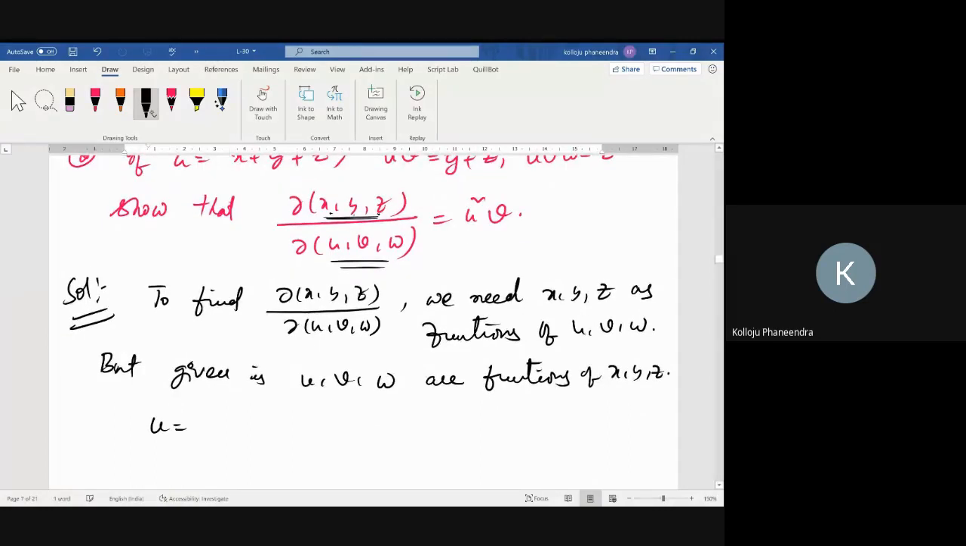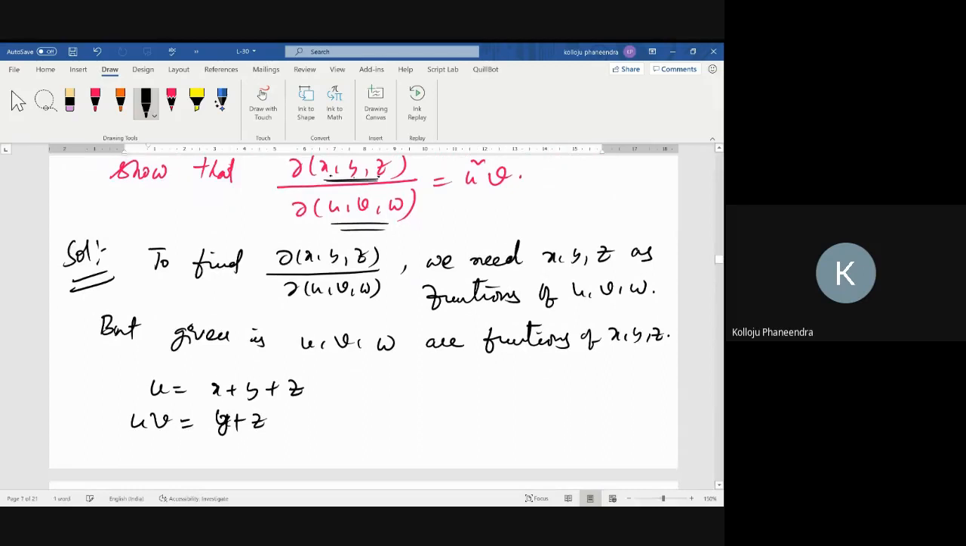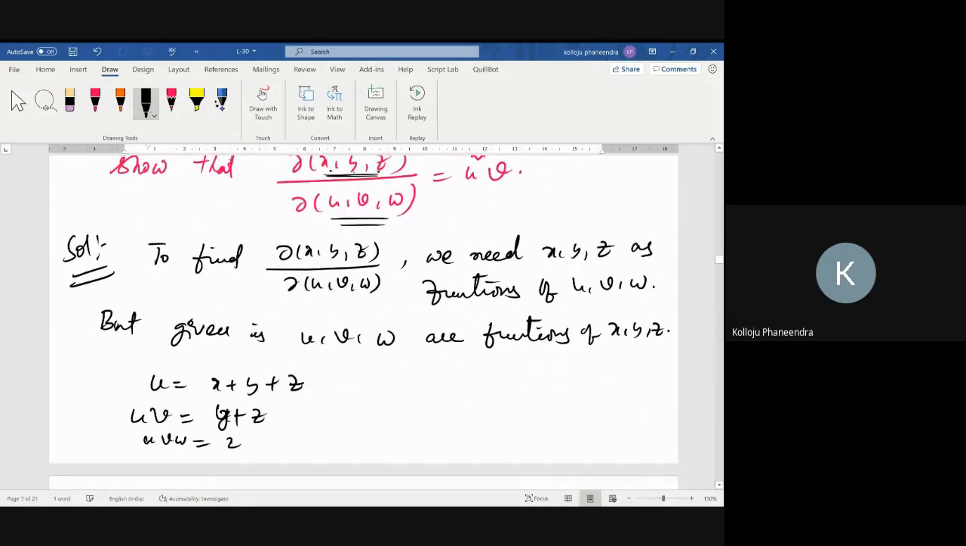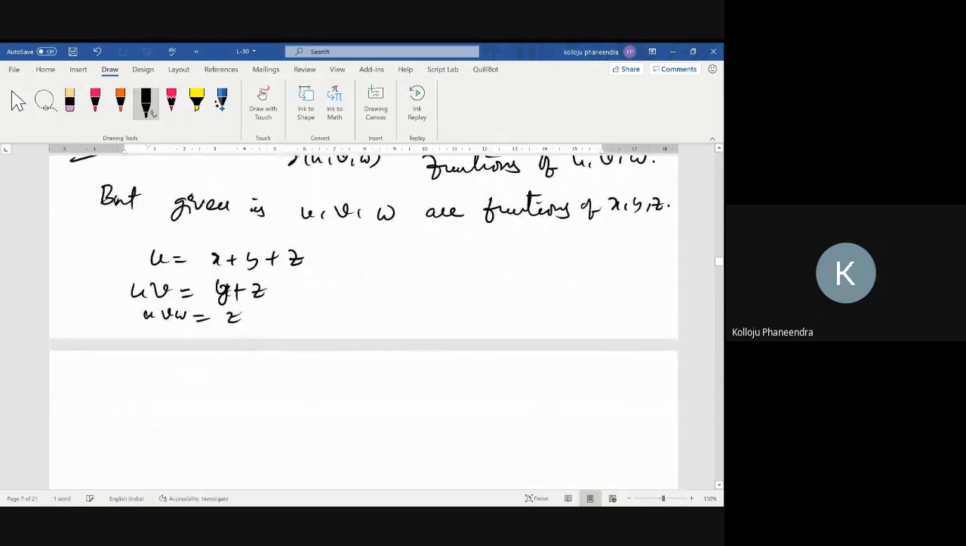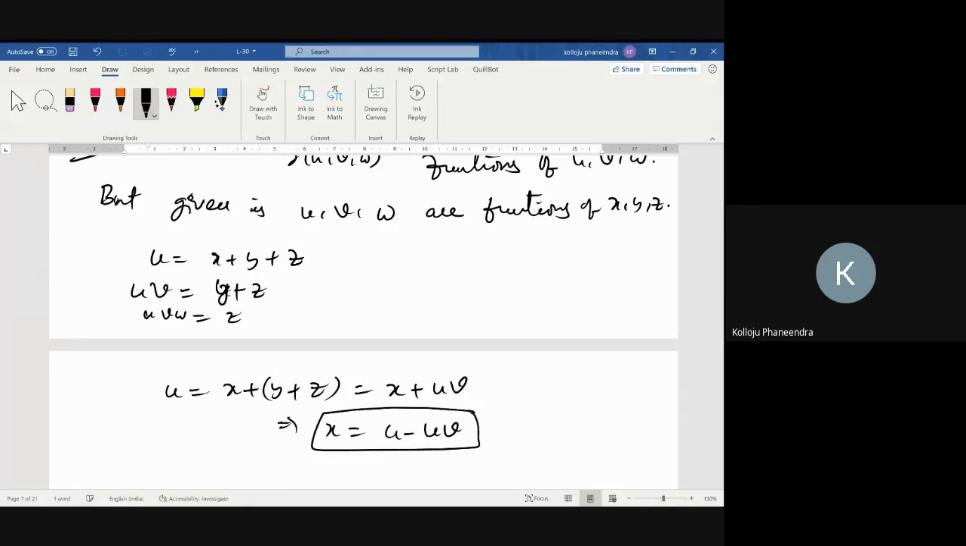What is U? X plus Y plus Z. And what is UV? Y plus Z. And what is UVW? Z. Is that correct? Right. So from this, U equal to X plus Y plus Z. And what is Y plus Z? Nothing but UV. From this, what is X? I can write U minus UV. This is the first one. X equal to U minus UV.